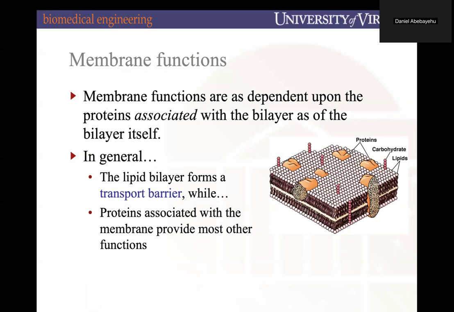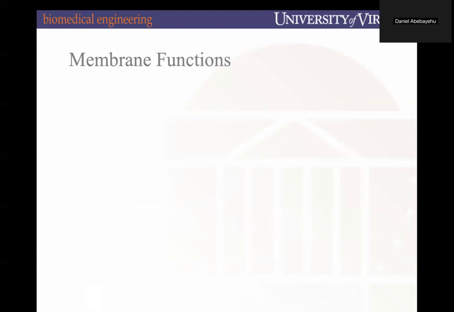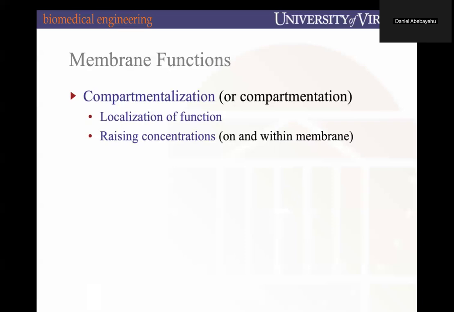Some of those functions, and this goes to another question we had earlier about other organelles or other membranes within the cell, include a compartmentalization function that the cell membrane provides. Part of that compartmentalization is a localization of function. An example of that is the nucleus. There's a nuclear membrane, a phospholipid bilayer, and there is gene expression, there is transcription occurring within the nucleus. So we have compartmentalized function within the nucleus.